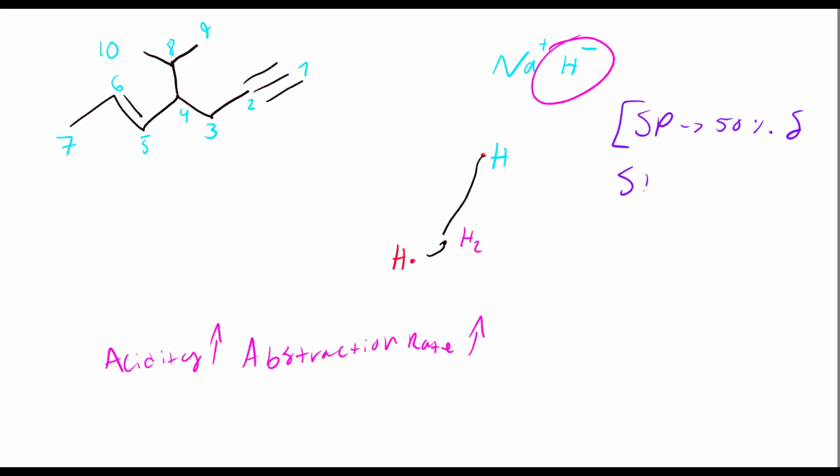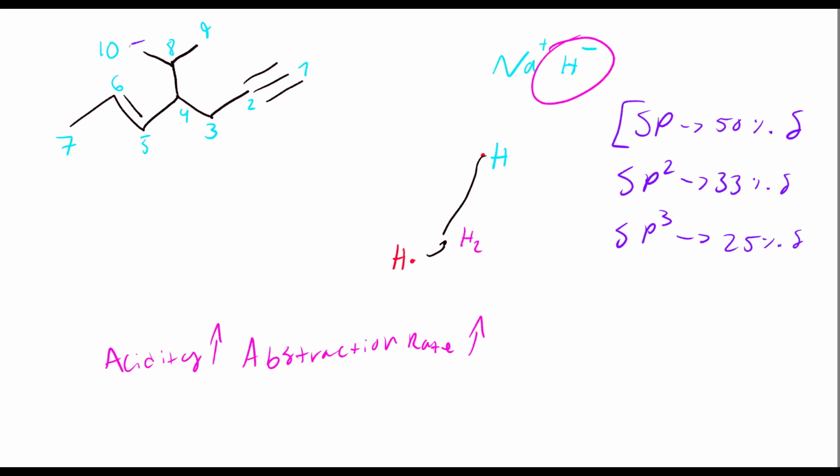So an sp2 is going to have three things: one S and two P's. That's where we get it from over there. So that's 33% S, and then sp3 is going to be 25% S. So as you can see, the more S character you have, the more acidic you become.